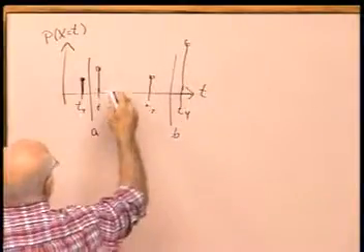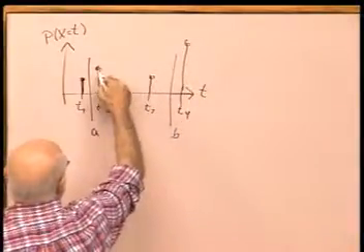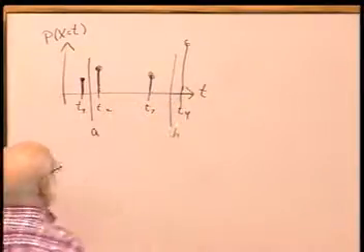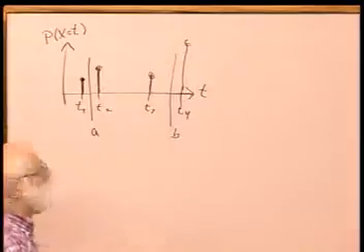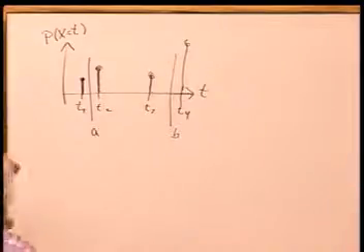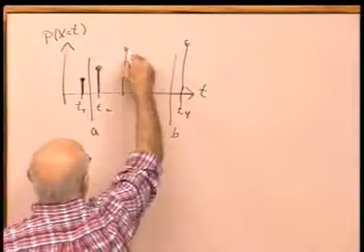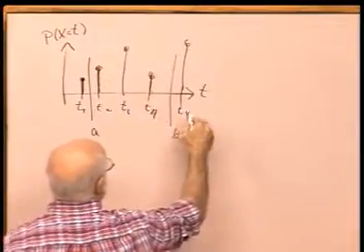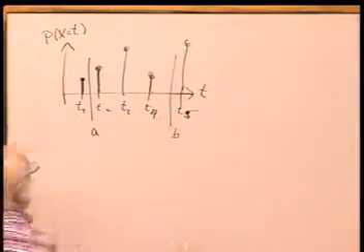So what I would do is simply add up the probabilities of all the values the random variable takes that lie between A and B. Let me put another one in here. I'll call this one T3, and that one T4, and this one T5, and so on like that.